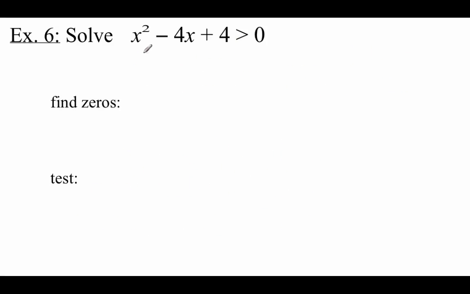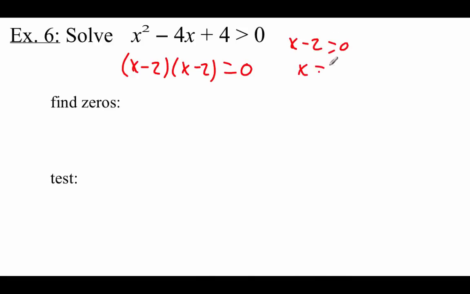Taking a look at our last unusual case, we've got x squared minus 4x plus 4. This factors into x minus 2 and x minus 2. So when we solve each one of these, x minus 2 equals 0 means that x equals 2. And the other x minus 2 equals 0 means that x also equals 2.